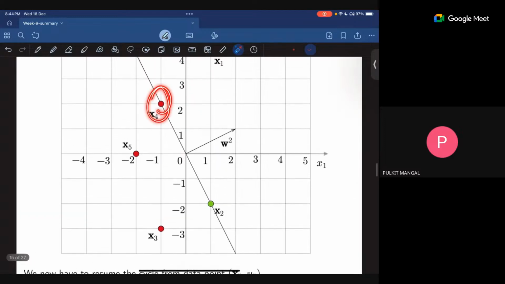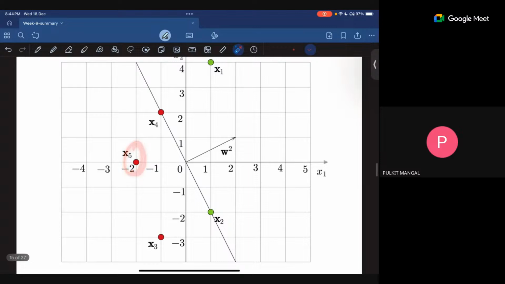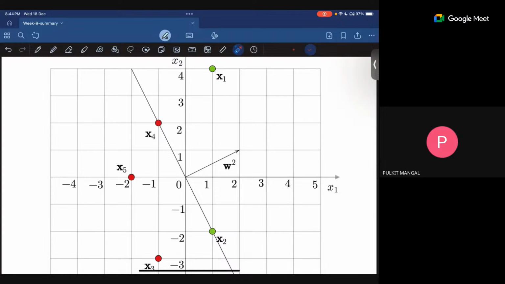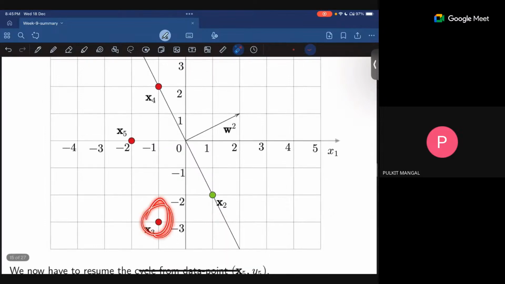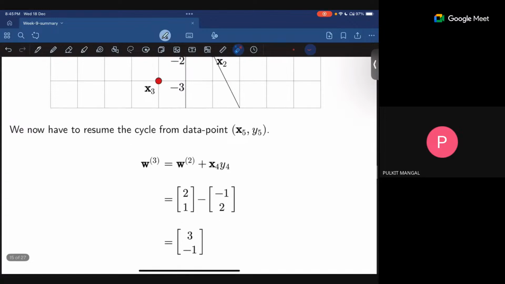We have gone till x4, so we'll now resume with x5. Geometrically we can say x5 is correctly predicted. So we will again start with x1. x1 is correctly predicted, x2 is correctly classified, x3 is also correctly classified because it is lying in the opposite direction of the weight vector. x4 is not correctly predicted, so it is a mistake.